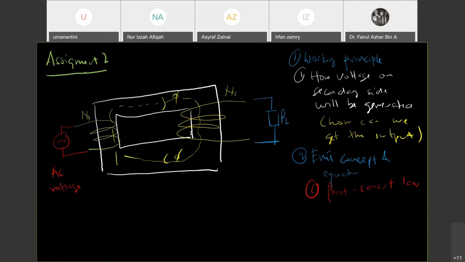So what is the equation that governs the Biot-Savart law? We have H is equal to 1 divided by something, you can check on your notes later. First, the Biot-Savart law, because from this voltage a current will be produced, since this is a closed circuit, and the current will induce a magnetic field. So this is the first step, and the second step is by using Faraday's law.